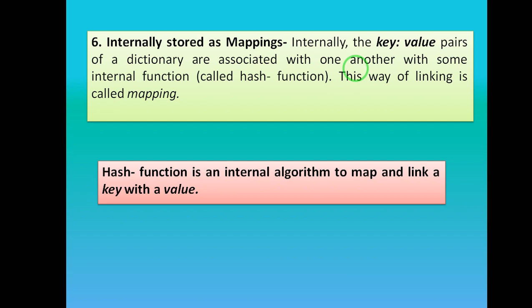They are associated with one another with some internal function which is known as the hash function. This way of linking, where key is linked to value, is known as mapping. The hash function is an internal algorithm to map and link a key to a value. That is, a key is linked to a particular value with the help of the hash function.